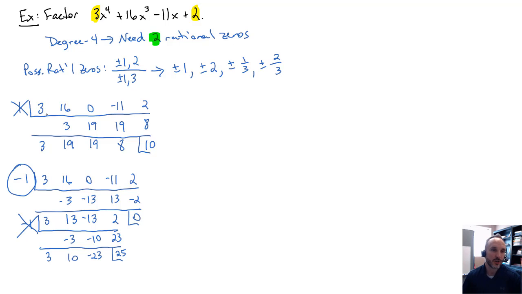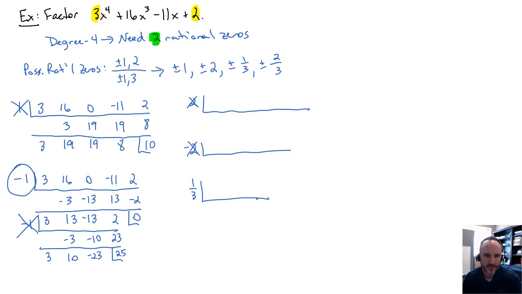So let's continue through our list. I've tested 1 and negative 1. Let's test 2. In the interest of time, I'm going to tell you that 2 does not work. Then let's see, test negative 2. Negative 2 does not work. Then let's test 1/3, which also does not work. Negative 1/3 does not work. Let's see here, positive 2/3. Let's test that one.